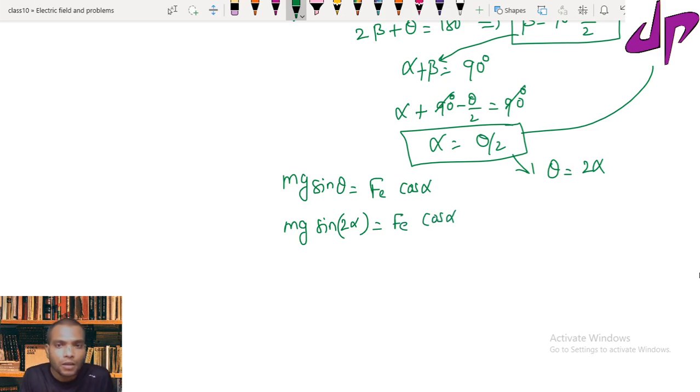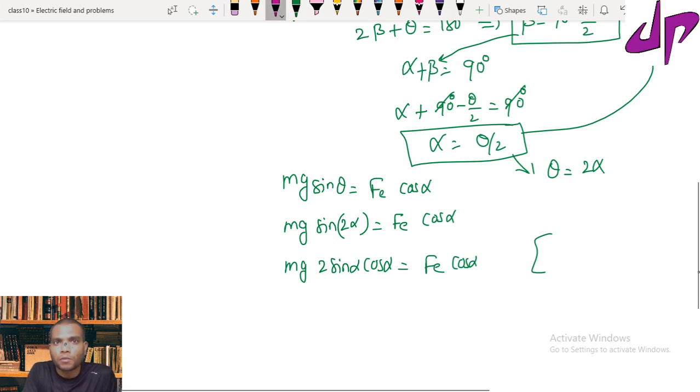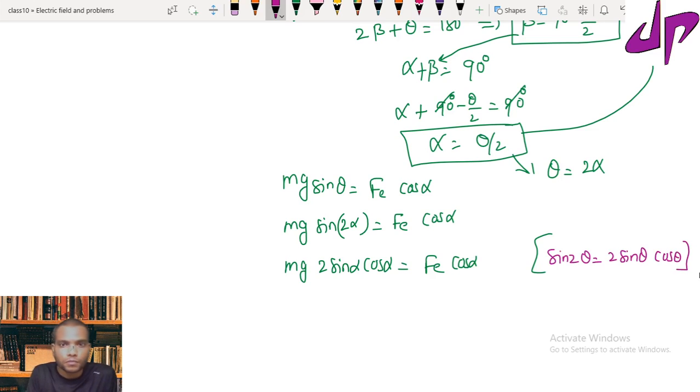Fe stands for electric force. Mg, so sin 2 alpha you can expand as 2 sin alpha cos alpha, that is a trigonometric identity, which gives Fe cos alpha. So there we use the formula sin 2 theta equal to 2 sin theta cos theta. Now cos alpha gets cancelled, so the remaining terms: 2 mg sin alpha equal to Fe.